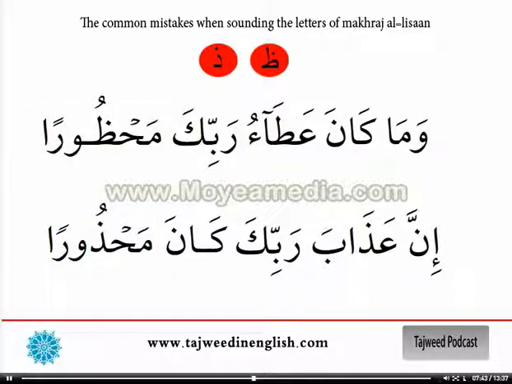So that's why he says whenever it comes in the Qur'an, and by the way, these two verses are in the same surah, Surah Al-Isra. When we read وَمَا كَانَ عَطَاءُ رَبِّكَ مَحْظُورًا, محظورا, they all have tafkhim and isti'la, as you can see. But when we read the bottom part, إِنَّ عَذَابَ رَبِّكَ كَانَ مَحْذُورًا, محذور and محظور are two different. Ra, of course, will remain the same.